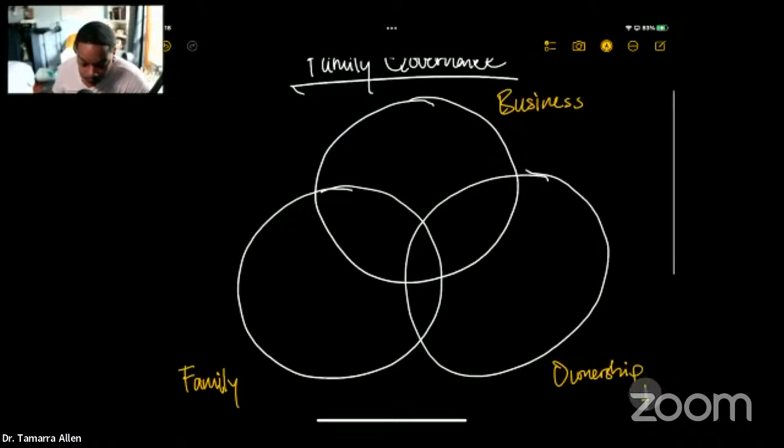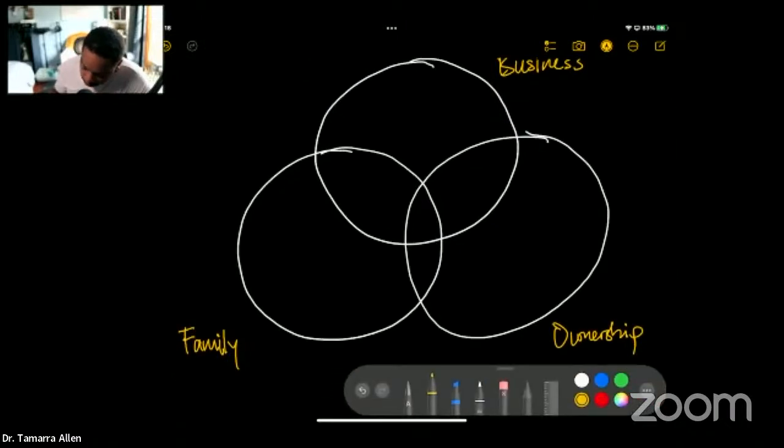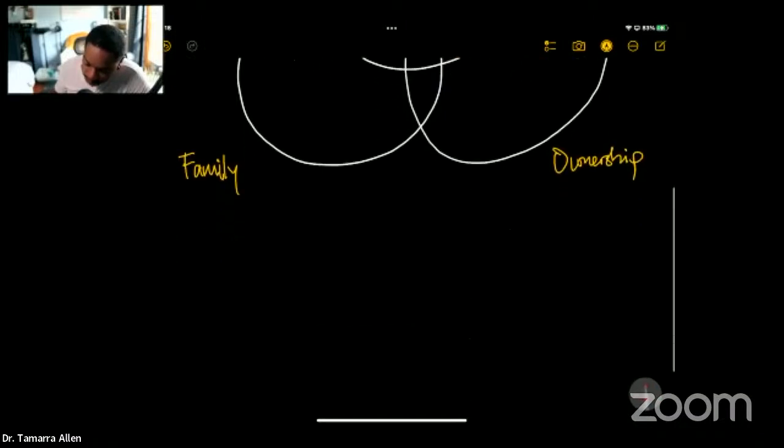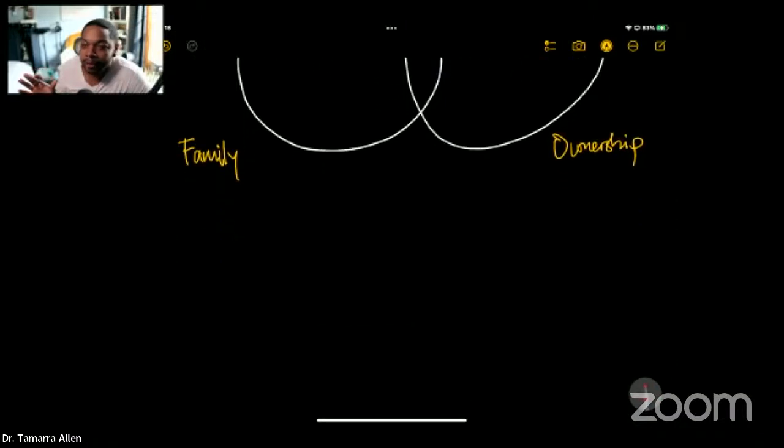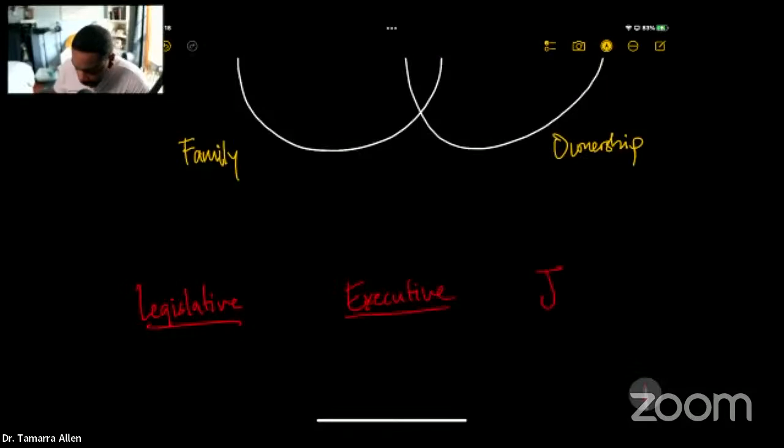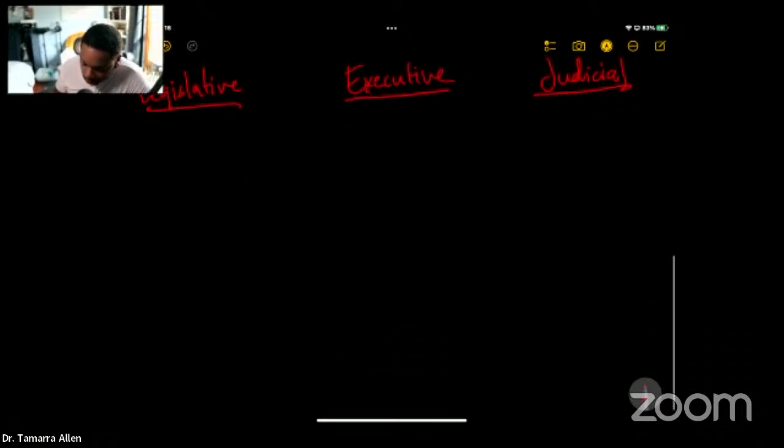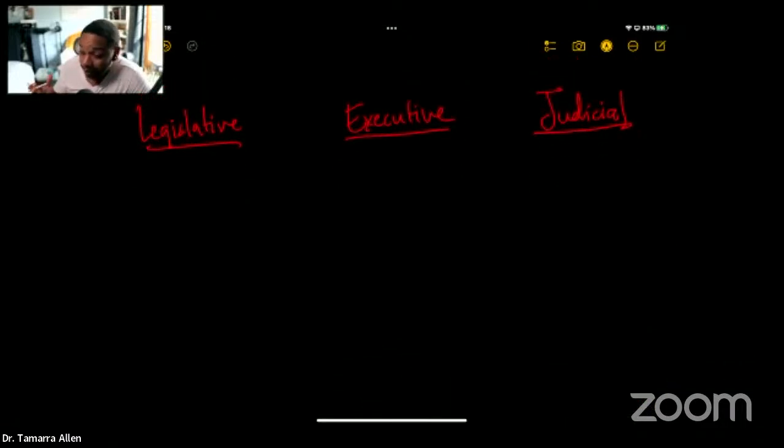Okay, so of course, with family, you have 3 different branches, right? You know how the government is, where they break it down into legislative branch, executive branch, judicial branch. Are you all familiar with that? Yes. So you want to do that with your family. You want to have different branches within your actual family itself. We're only talking about family. We're not even talking about the business or ownership. We're only talking about the family section.